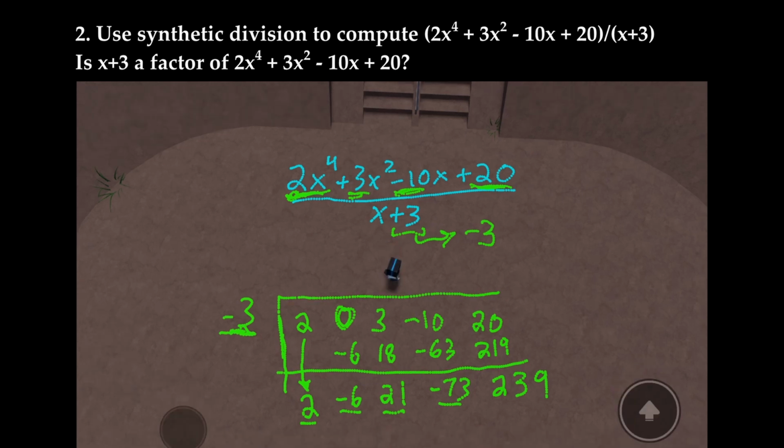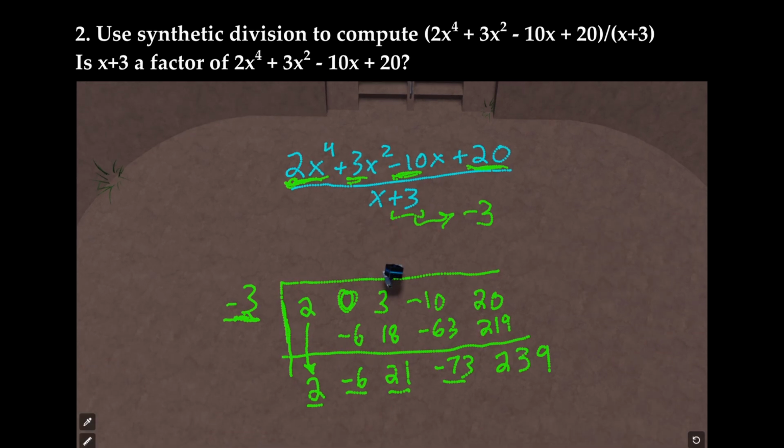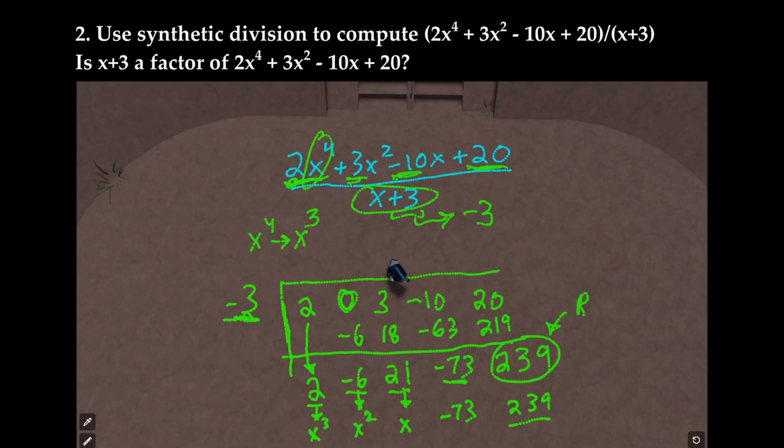So how's this going to work? Well, in the numerator, the highest power was x to the fourth power. Therefore, you go from x to the fourth power to x to the third in the answer. So this 2 is the coefficient on x to the third power. And you just keep going down. Minus 6 is the coefficient on x to the second power. 21 is the coefficient on x. Minus 73 is just the number. And then 239 is our remainder. So you can write this as 239 divided by our divisor at the start, which is that x plus 3 denominator. So now let me just go down and make this more obvious what the answer is.